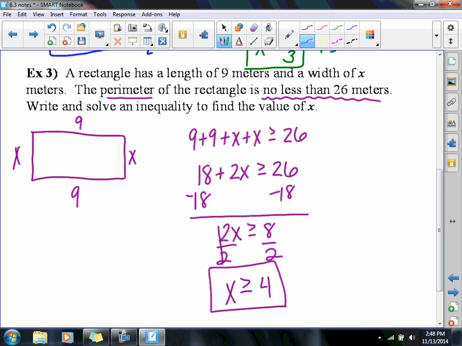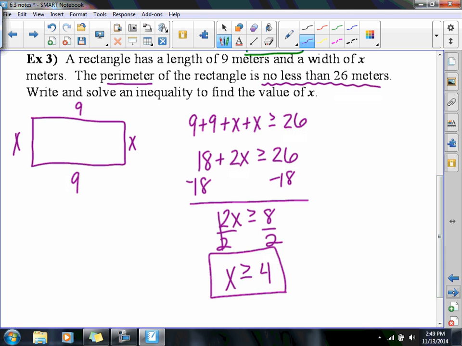Okay. So that means if we wanted this rectangle to have a perimeter of no less than 26 meters and we wanted the other two sides to both stay 9, we'd need the x sides, the width, to be at least 4. So it'd have to be 4 or more than that in order to meet these requirements.